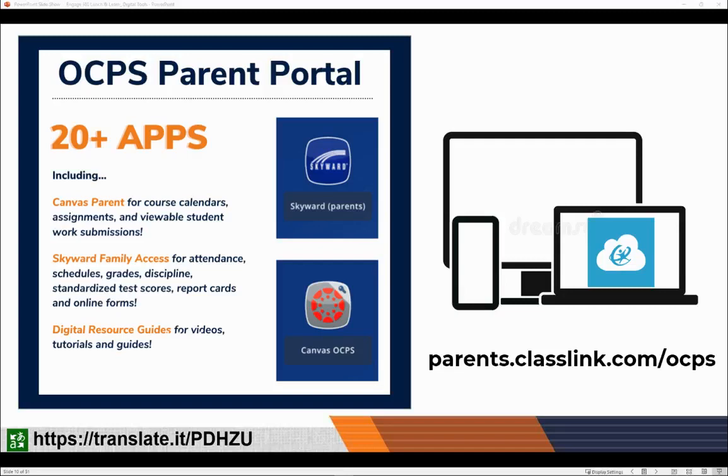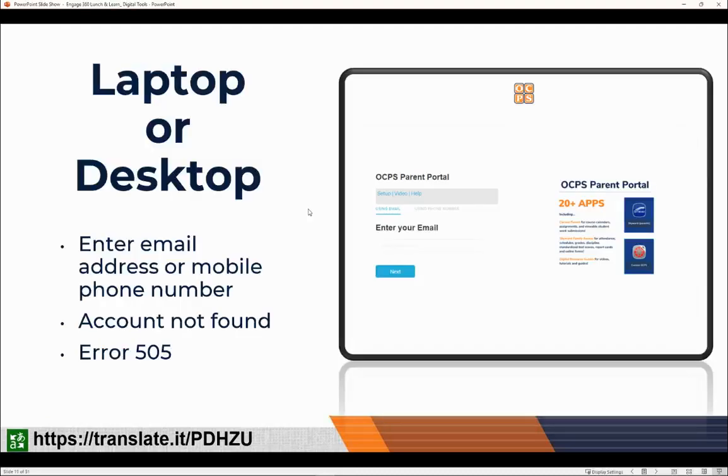We are going to be talking today about the OCPS Parent Portal. Inside of the OCPS Parent Portal, there are 20 plus apps, including Canvas Parent, Skyward Family Access, and digital resource guides. You can access it at parents.classlink.com/OCPS. From your laptop or desktop, you will be able to visit parents.classlink.com/OCPS and enter your email address or mobile phone number.